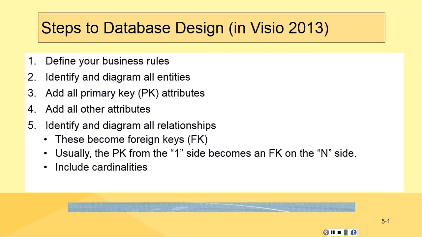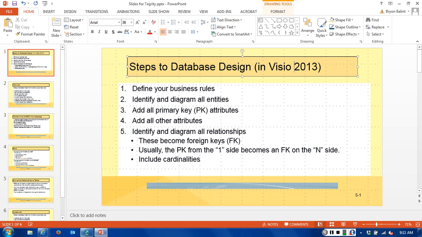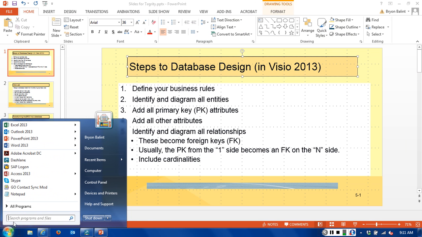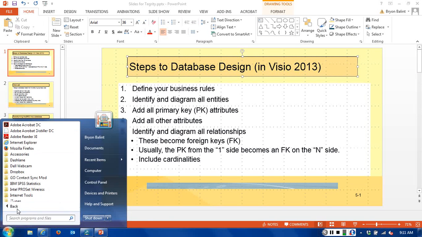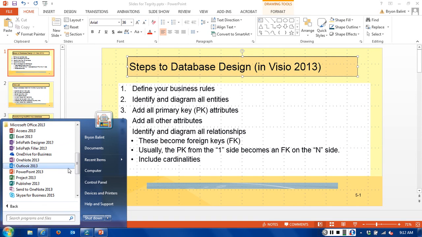So I'm going to open up Microsoft Visio. On my computer, it's under the Microsoft Office folder. If you're using one of the lab computers, it'll be under Classroom Software and then Microsoft Office 2013. But find the 2013 folder, and it should be close to the bottom of that. So here's Visio 2013.